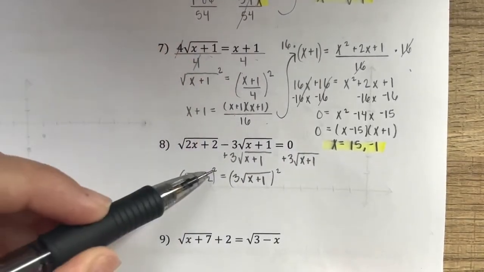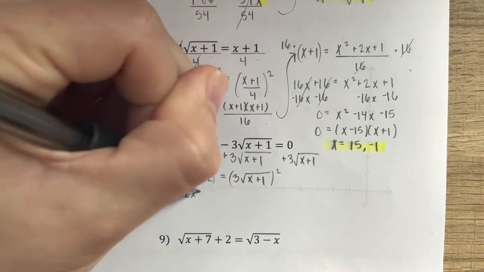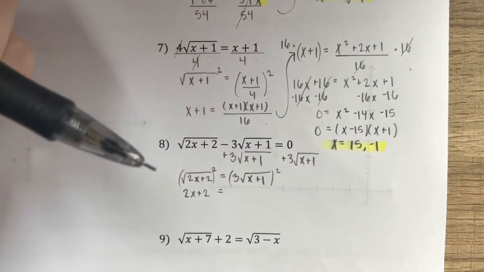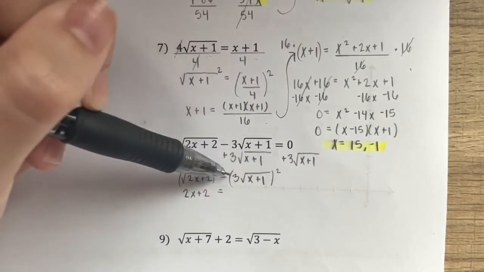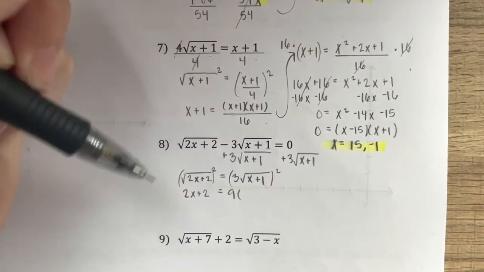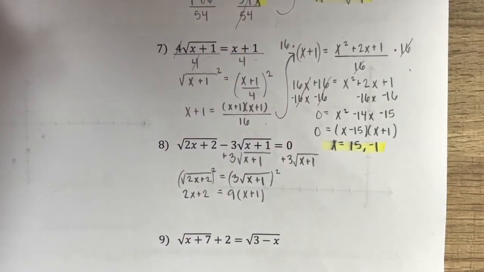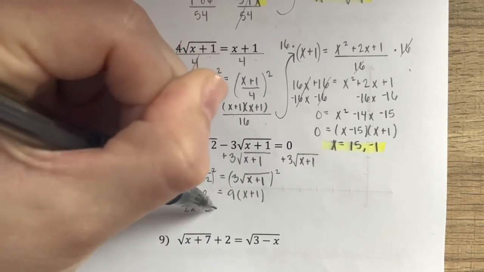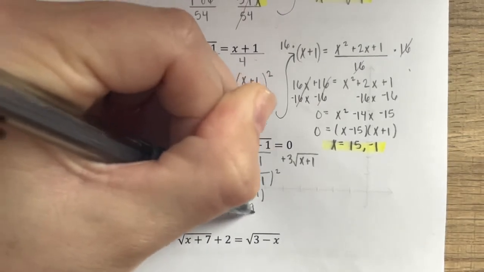So on the left side, squaring ends up canceling out this radical, so I'm just left with 2x plus 2. And on the right side, squaring it is going to cancel out the radical, but I'm also squaring the 3. So the 3 squared becomes 9. And then squaring the radical cancels it out, so 9 times x plus 1. And then we do need to distribute the 9, so 2x plus 2 equals 9 times x, so 9x, and 9 times 1, so plus 9.